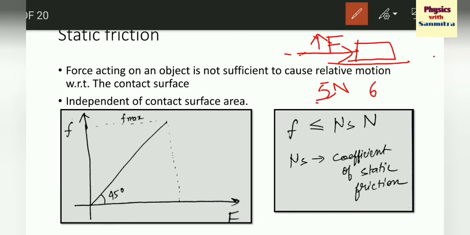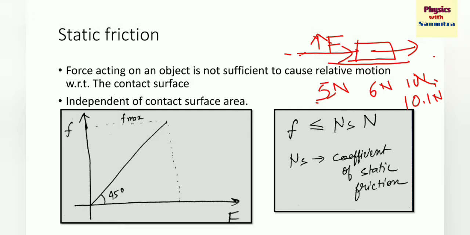I am slowly increasing it to 6 Newton. Then also not moving. 10 Newton. Then also not moving. But suddenly I am increasing it up to 10.1 Newton. The object starts to move. So there is a limit up to which I can increase the applied force, and the surface can hold that, or the surface can provide the static friction enough to prevent slipping. That is called the limiting friction. I will be discussing it later in the next part, in the next few minutes. But understand what is static friction.